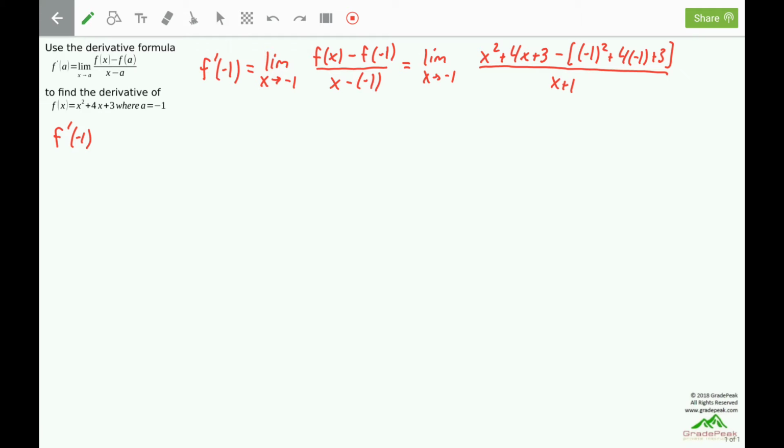To be able to factor that numerator, we're going to need to work out that number in square brackets and combine it with the remaining expression. Then we have to factor that expression. So we will have the limit as x goes to negative 1 of x squared plus 4x plus 3, subtracting in the brackets negative 1 squared, which is 1. A 4 times negative 1 is negative 4, and then plus 3.